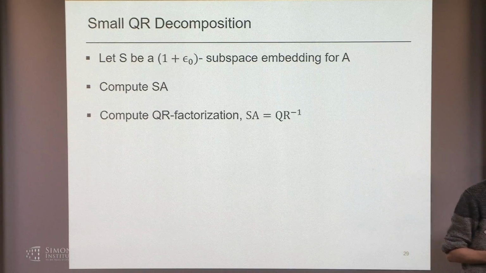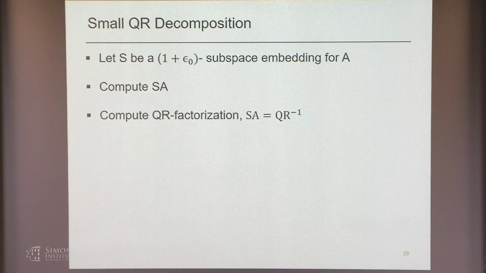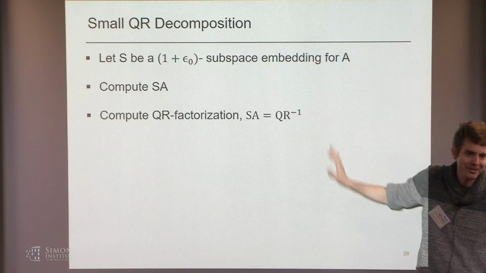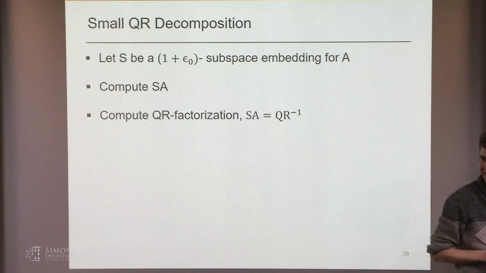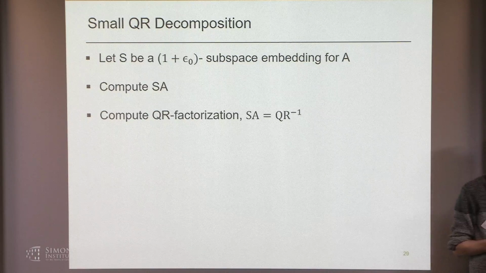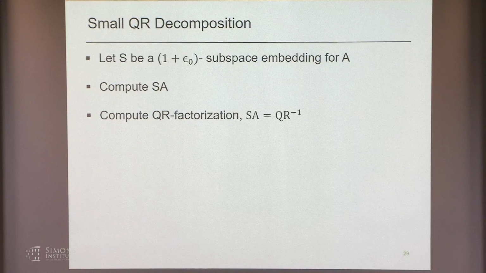Why have you got R inverse? Why isn't it just R? Oh, I just want to define it like this for the purposes of the proof. I'm just calling it R inverse. Maybe I should call it R, but I'm going to use it, and I don't want to write inverses everywhere. Oh, so this is a QR inverse factorization. QR inverse factorization. Okay.